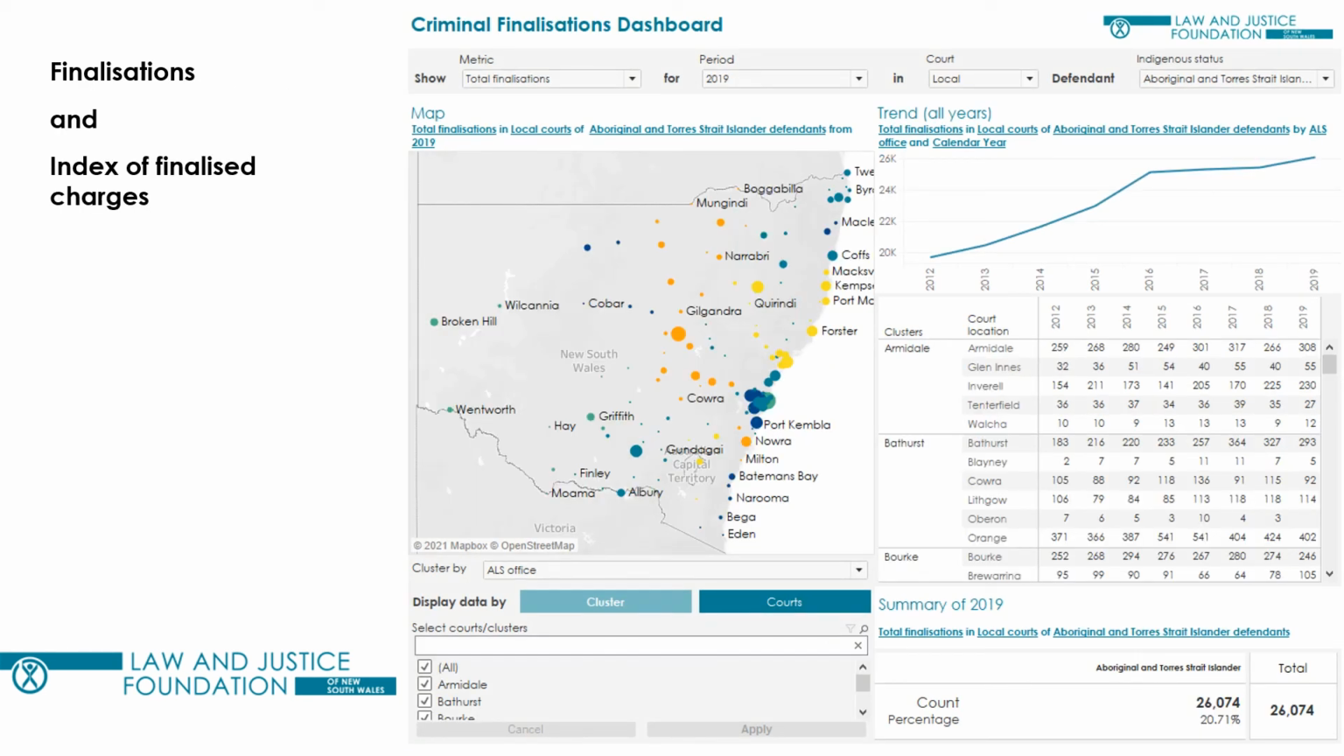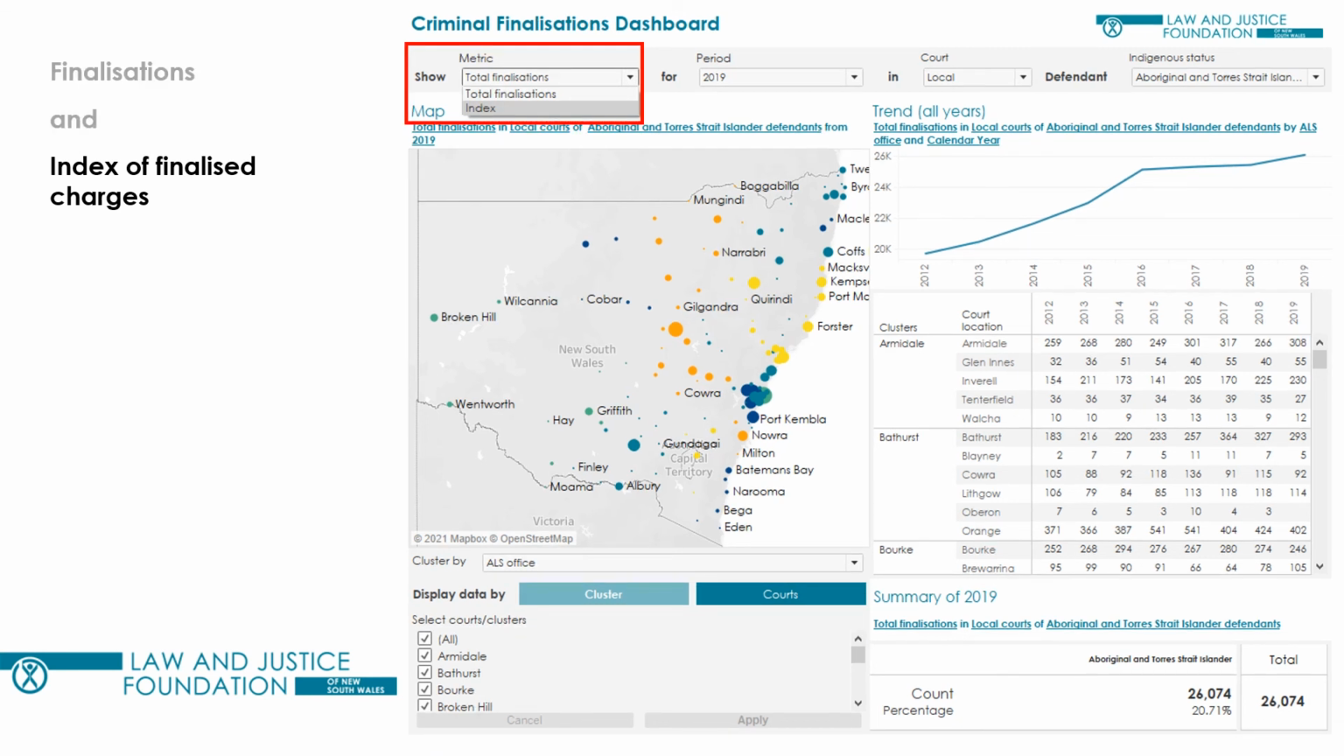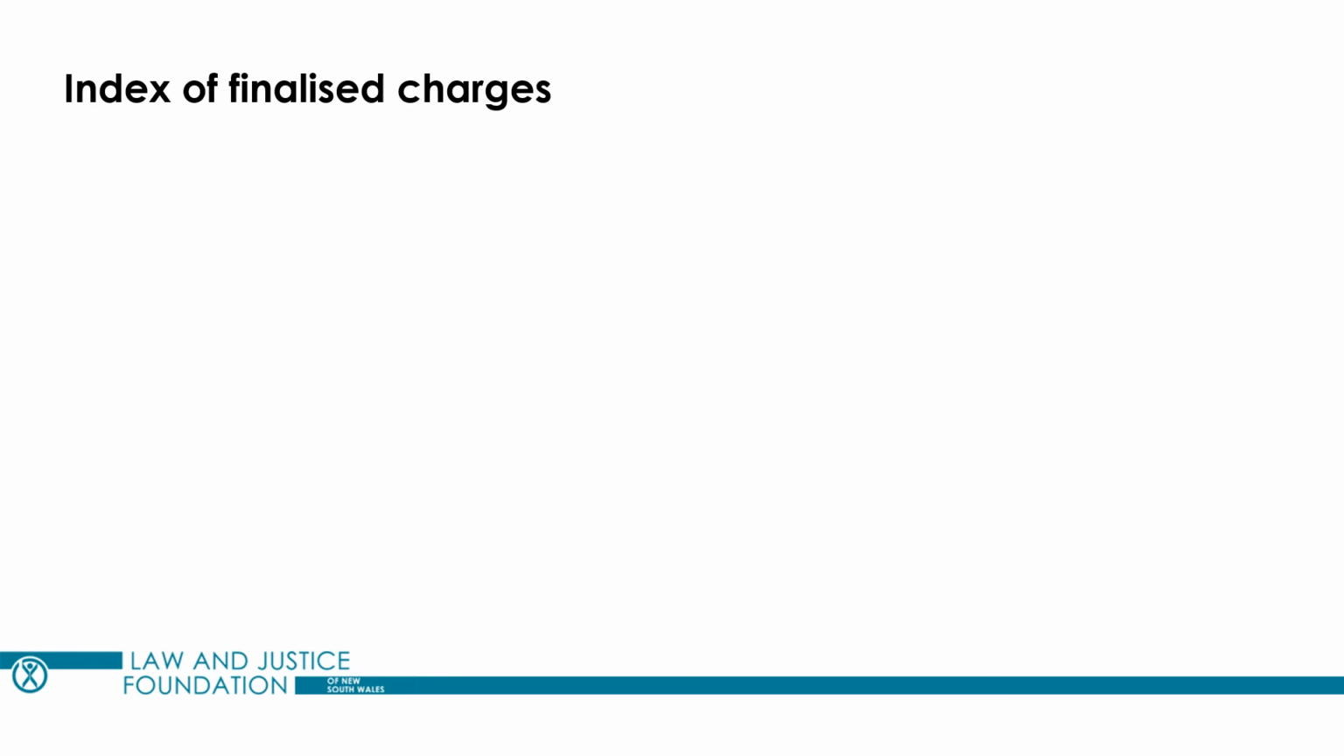Throughout this video, I have been talking about numbers of finalizations. Now there is also another metric available called an index. The index is available from the top drop-down list. The index is a simple calculation based on the number of charges at finalization.